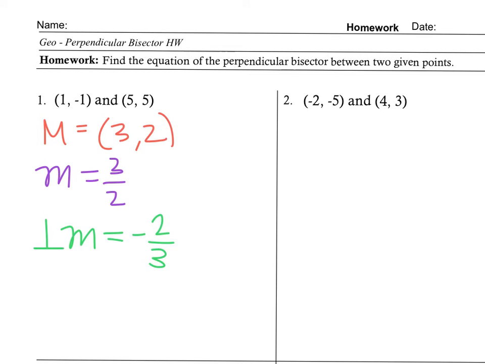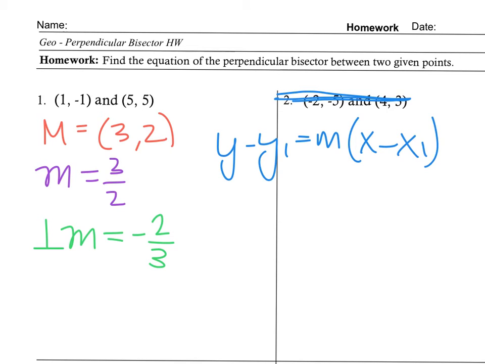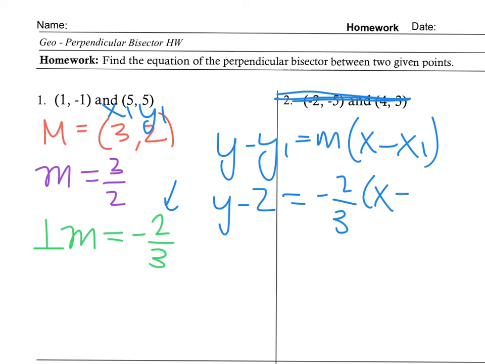I'm going to write the point slope form of a linear equation, across number 2. So just ignore number 2. We're not focusing on number 2. It's y minus y1 equals m, the slope, times x minus x1. Substituting, y minus 2, since y1 is up here, equals the slope, negative 2/3, times x minus the x1, which is that 3. So that's our linear equation in point slope form.